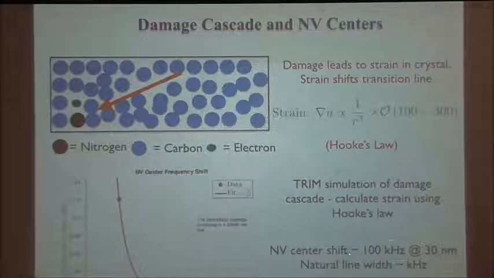And you basically find that the NV center shift at something like 30 nanometers is about 100 kilohertz or so, while the natural line width of these systems is about 1 kilohertz. So locally, within this 50 nanometer region that you're talking about, your signal to noise is a factor of 100 to 1. That's not too surprising because you created something like 100 to 200 lattice vacancies and distortions in that region, while your ambient density of NV centers was only like 1 per 50 nanometer cube.